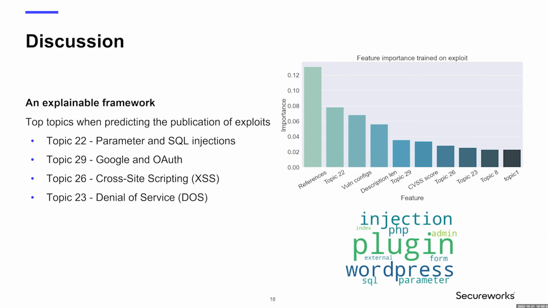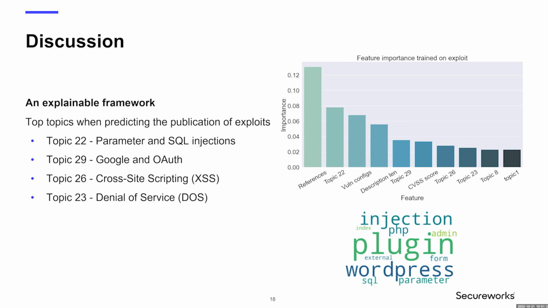For exploits, looking at the top features, we see it uses the references heavily. So more references means more risk of having exploits come out. But it does also use a bunch of the topics. Specifically, it uses parameter and SQL injections. It's a topic on the right. It also uses Google and OAuth vulnerabilities. And there's also the topic of cross-site scripting and denial of service. And these all make sense when predicting exploits. It's the kind of vulnerabilities that often have exploits published for them.